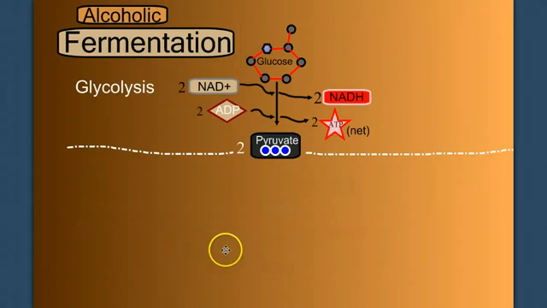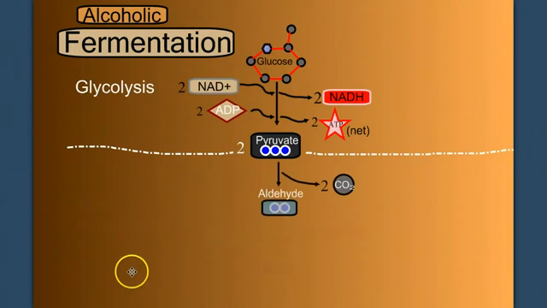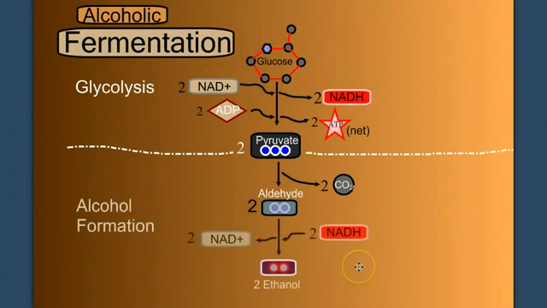In the second stage of fermentation, if it's alcoholic fermentation, the 2 pyruvates are converted into 2 molecules of aldehyde. And in doing so, we release 2 carbon dioxide. Then the 2 aldehydes are converted into ethanol by the oxidation of NADH to NAD+. So we call this second stage alcohol formation. So glycolysis followed by alcohol formation.